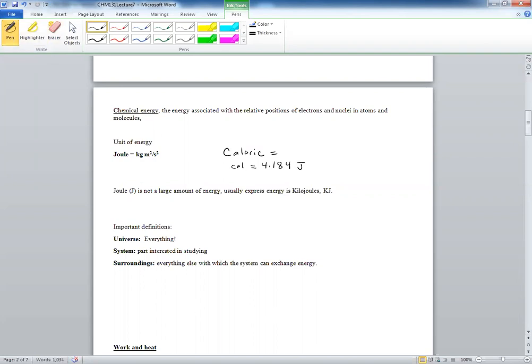Now, joules is not a lot of energy, so we usually express it in kilojoules. So you'll see that a lot. So kilojoules, like if we have 1 kilojoule, that would be 10 to the third joules, or 1,000. Same thing with calories, we will express things in kcal, which is 1,000 calories.